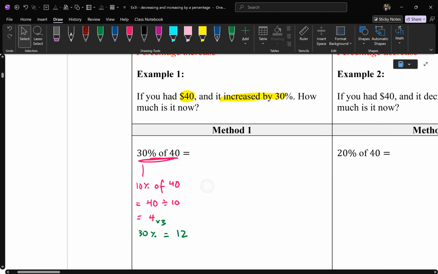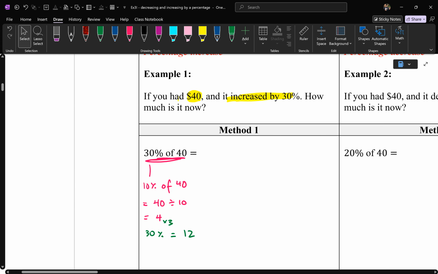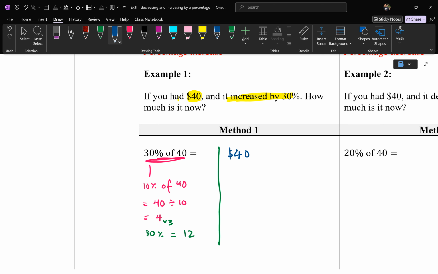So when we said you had $40 in your pocket, but it increased by 30%. Well, 30% for a lot of people, they don't understand. So this language makes more sense. 30% is $12. So now if you had an increase, are you adding or are you subtracting to your amount? Adding. So you're adding on $12. So together, how much do you have? $52.